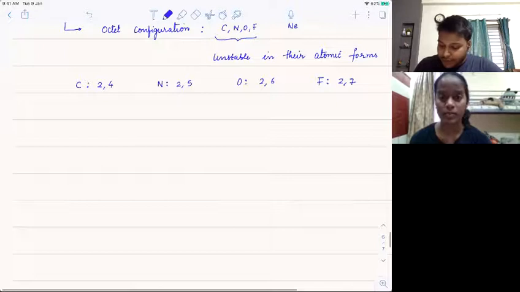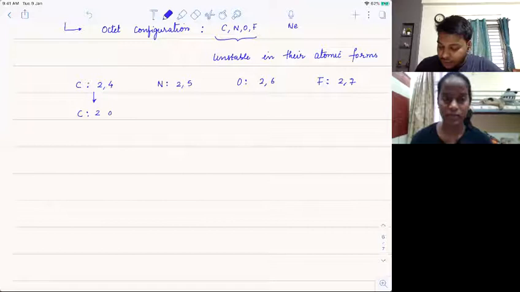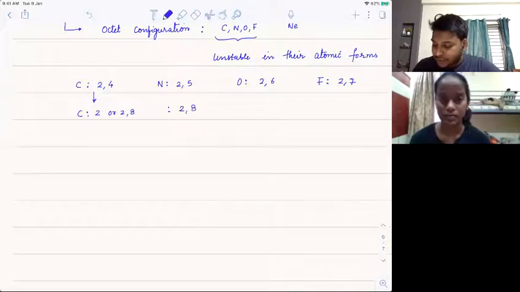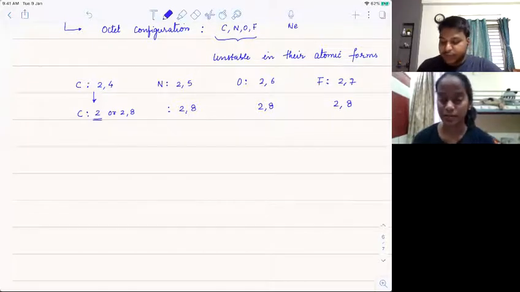Carbon would always be ready to make itself become 2, 8. Nitrogen will want to always become 2, 8. Oxygen will want to become 2, 8. Fluorine wants to become 2, 8. Carbon trying to become 2 is very rare, so we will mostly see the 2, 8 configuration. So if carbon has to become 2, 8, this is the configuration it has to get.